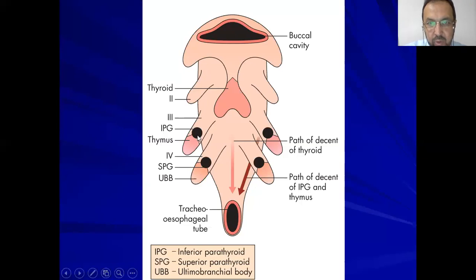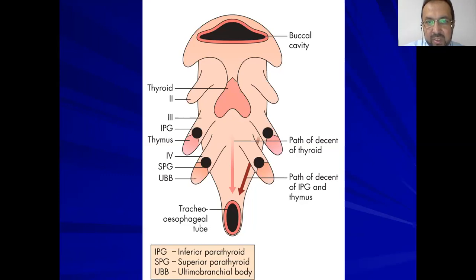What concerns us in this lecture as regards the embryology of the thyroid gland and the parathyroid glands is the 3rd and 4th arches, where, as we can see from the 3rd arch, parathyroid and thymus glands will develop. However, from the 4th arch, the superior and altimobranchial body will also share in the development of the thyroid gland. However, these will come in details later on.